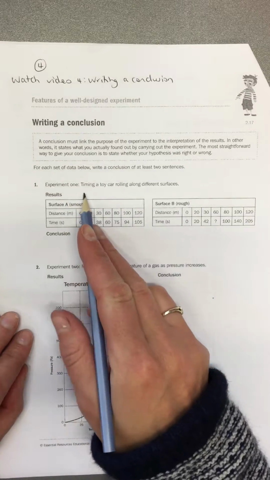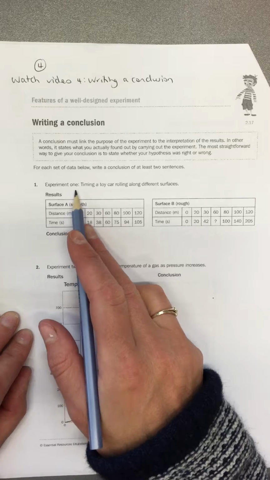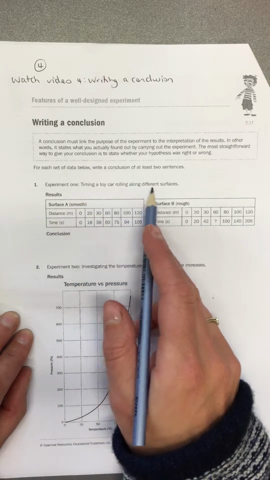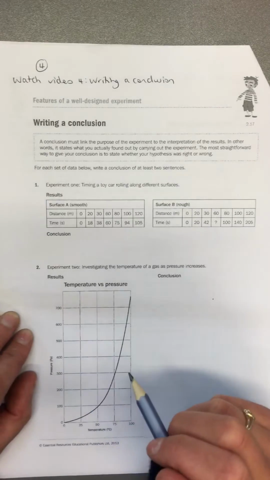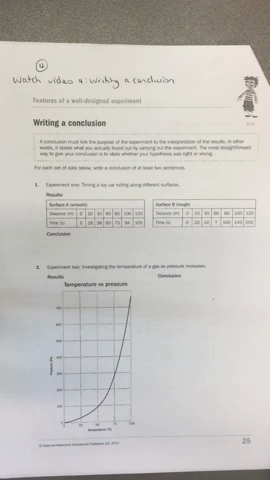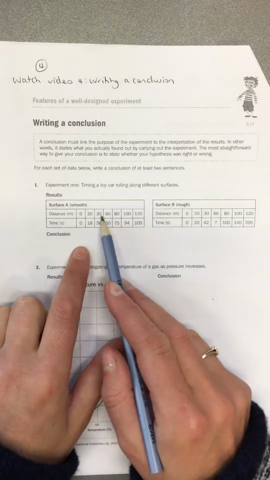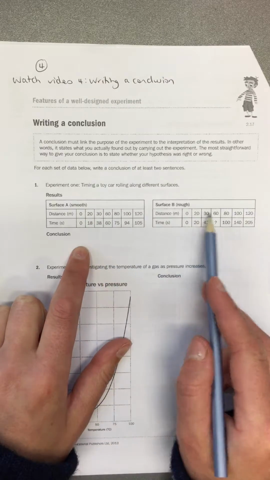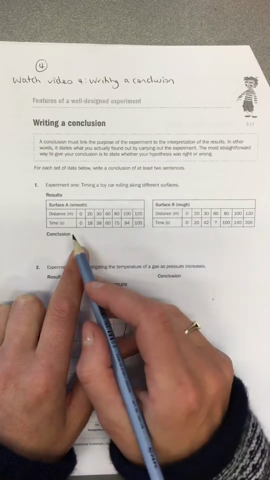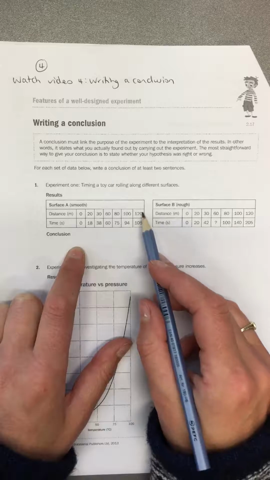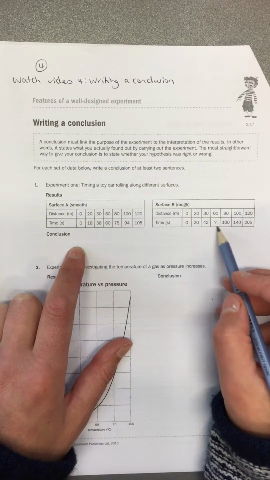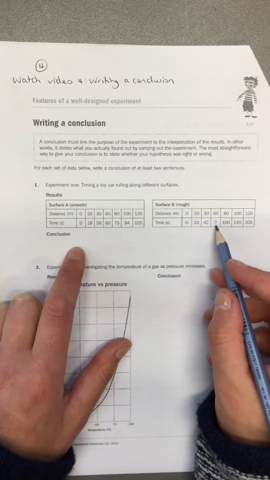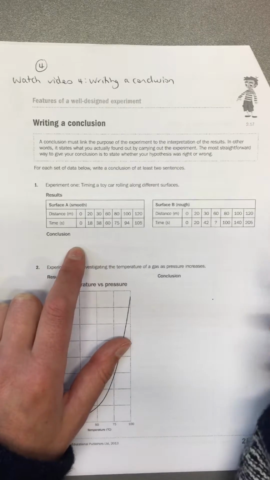So the first bit here, it says timing a toy car rolling along different surfaces. So we've got some information for surface A and also for surface B. You can see by looking at the different distances that across both surfaces they've measured the same. They've got data for all the distances for surface A, but for surface B they're missing a data point. So we have to kind of imagine what that one would be.